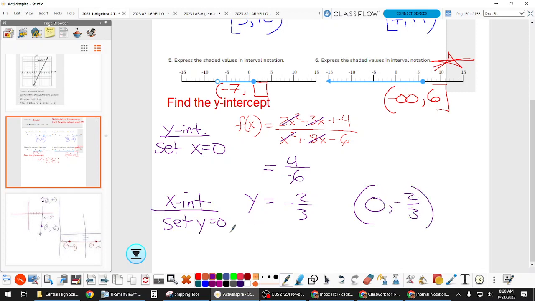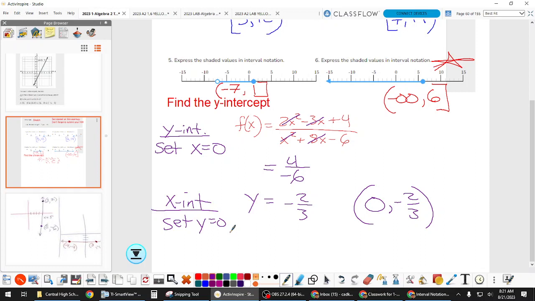So 0, negative 2/3. Just curious, raise your hand if you got that one. Okay. How many of you just put your hand up? Did you write it as a point, not just giving me the negative two-thirds? But, okay. Make sure you're writing these as points since they are points on the graph.